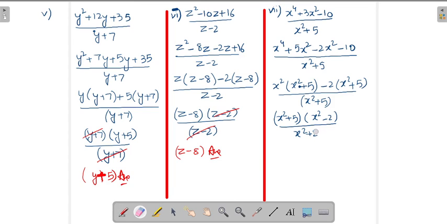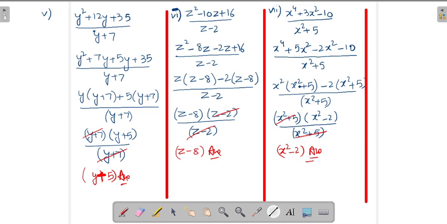Now, what should be the next step? Is there anything to cancel? You can cancel it. So these two terms can be cancelled out. So the answer is x square minus 2. So this is the answer. Similarly, you can do the last part also.